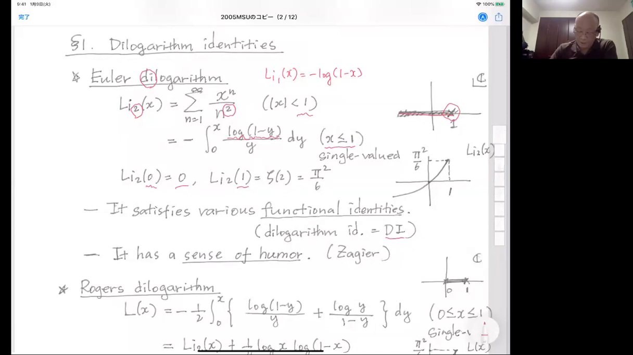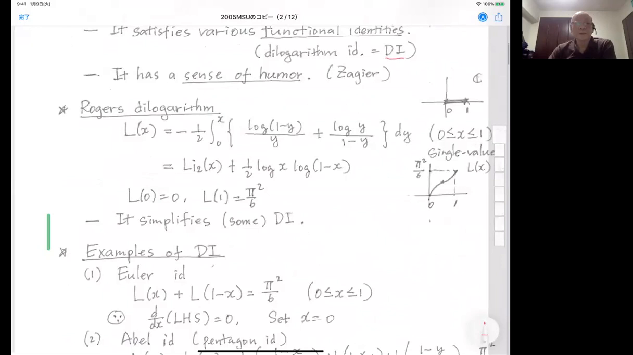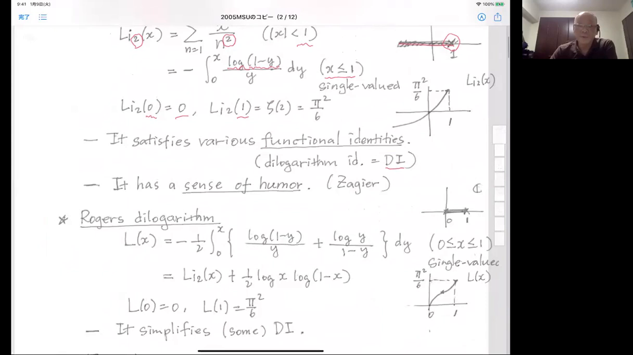Okay, so this is our first function. And the second dilogarithm is called the Rogers dilogarithm. Rogers is the Rogers of the Rogers-Ramanujan identities, and it is also more than 100 years old. The function L(x) is defined by the following integral expression, which is almost a symmetrization of our integral expression, symmetrization in y and 1 minus y, divided by 2.